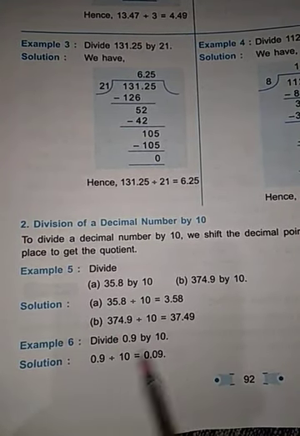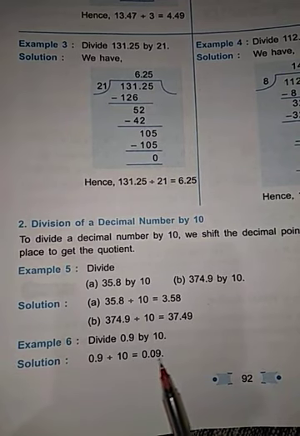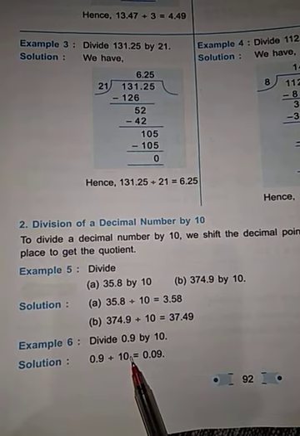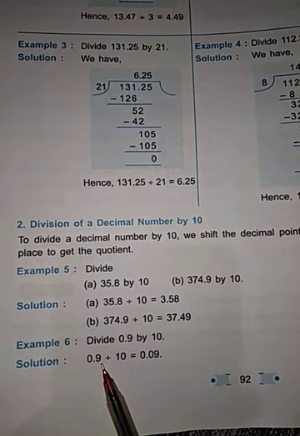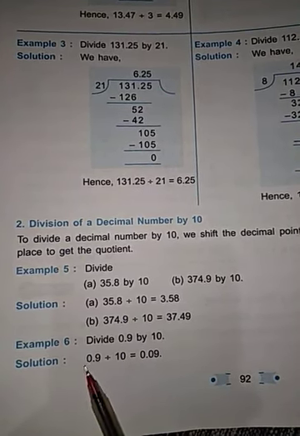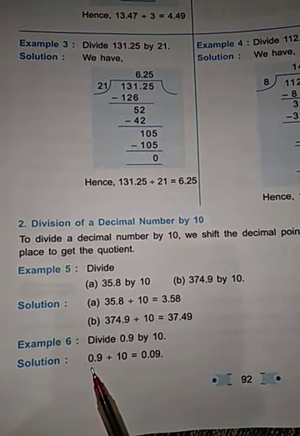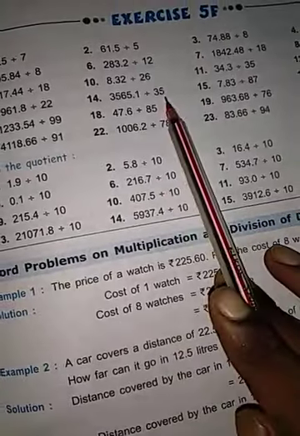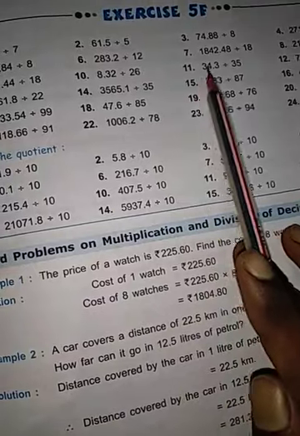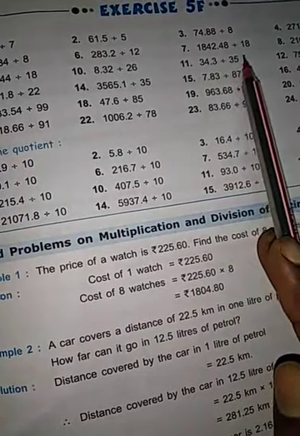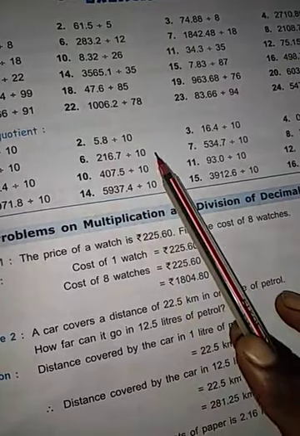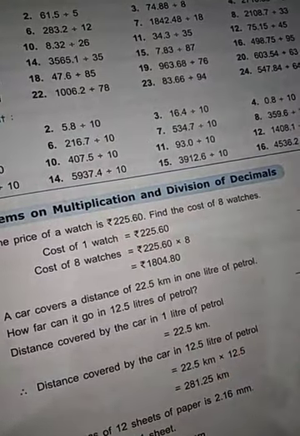Divide 0.9 by 10. 0.9 divided by 10 is equal to 0.09. Since there is 1 zero in the 10 of the divisor, the decimal point shifts to the left by 1 place, and it becomes 0.09. So this is the division, the exercise 5F is based upon the division of decimals. Division of a decimal number by a whole number and the division of a decimal number by 10.